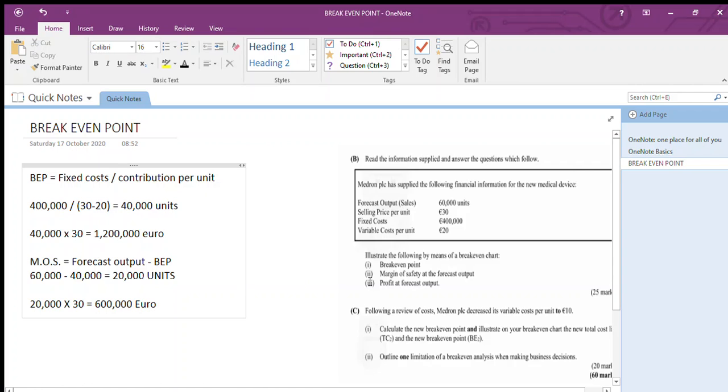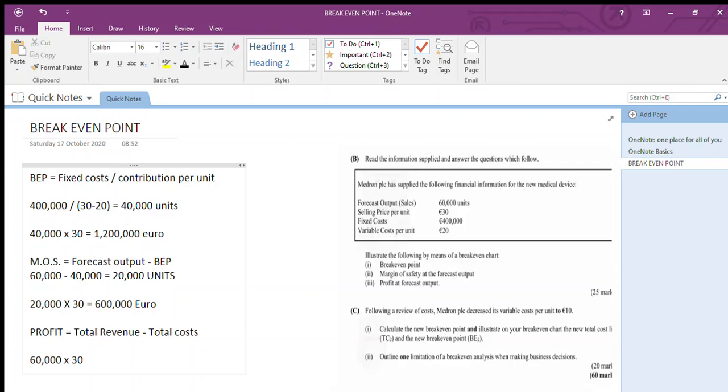The next thing they're asked us to find is the profit at forecast output. So if I'm to find profit, I have my total sales or total revenue, same thing, minus my total costs. So how do I find my total revenue, and then how do I find my total costs? So total revenue is the amount of money I make. At forecast output, at 60,000 units, how much money do I make? Well, I make 30 euro for selling one unit. Therefore, how do I find out how much I make if I sell 60,000? It is 60,000 units multiplied by 30 euro, which is 1.8 million euro, and that is my total revenue. I'm just going to write TR. It's the amount of money that I make.